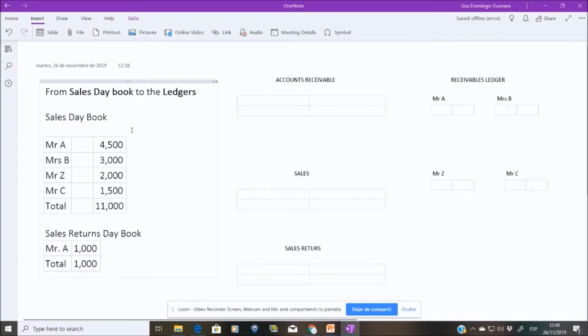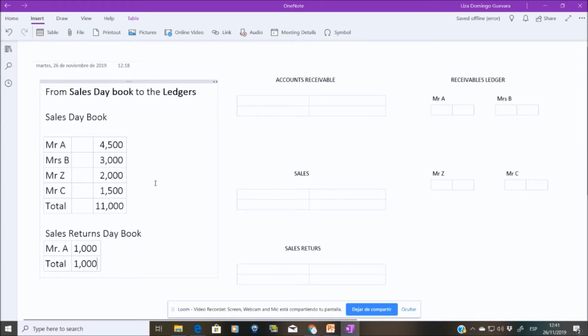The following transactions appear in your sales day book. We have Mr. A 4,500, Mrs. B 3,000, Mrs. C 2,000, and Mr. Z 1,500 for a total of 11,500. Mr. A returned 1,000 worth of items to us at the end of the month. So there is a total sales returns of 1,000.